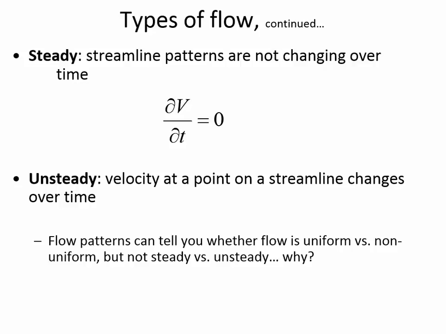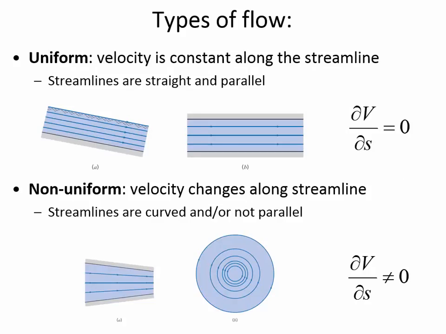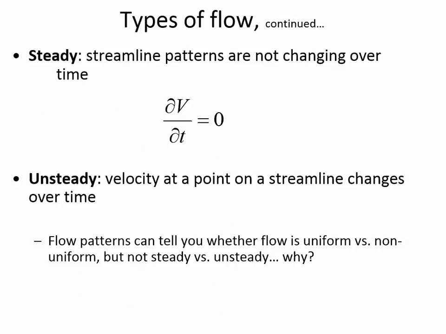Now, we've been seeing how streamlines can help us diagnose whether conditions are uniform versus non-uniform, but we can't tell from streamline pictures whether the flow is steady versus unsteady. So look at these pictures. The pictures do tell us uniform versus non-uniform, but they don't tell us steady versus unsteady. Why not? Because steady versus unsteady is with respect to time, and a picture just tells you what's happening in an instant. A series of pictures will tell you what's happened over time.